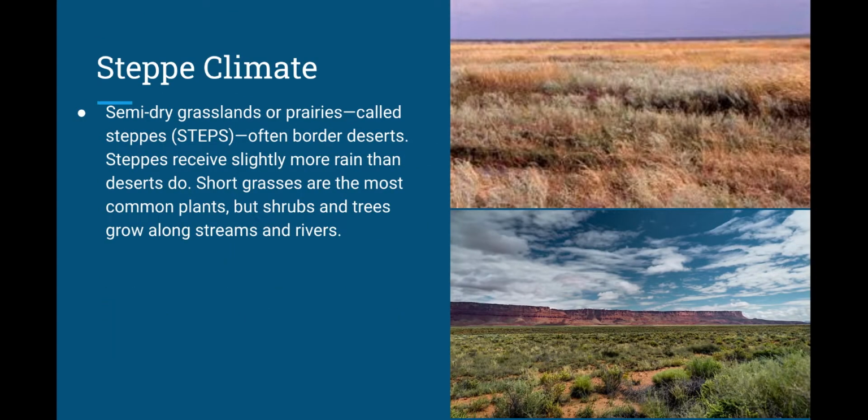The steppe climate. Semi-dry grasslands are called steppes, and they often border deserts. Steppes receive slightly more rain than deserts. Short grasses are the most common plants, but shrubs and trees grow along rivers or streams.